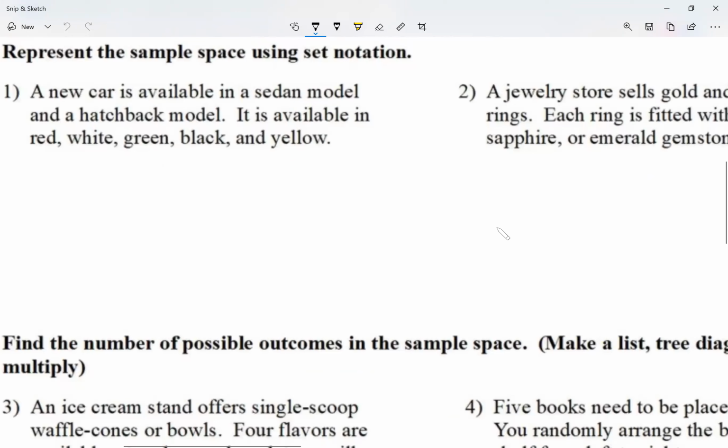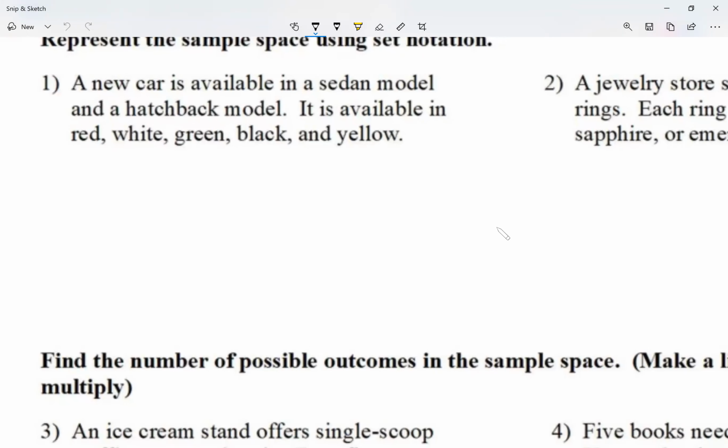So there's a new car. It's available in a sedan model or a hatchback model. So when I show up to the store, I can choose a sedan or hatchback model, and then it's available in red, white, green, black, and yellow colors. Okay, so let's say I show up here. I'm going to do what we call a tree diagram. That's what I'm going to do first.